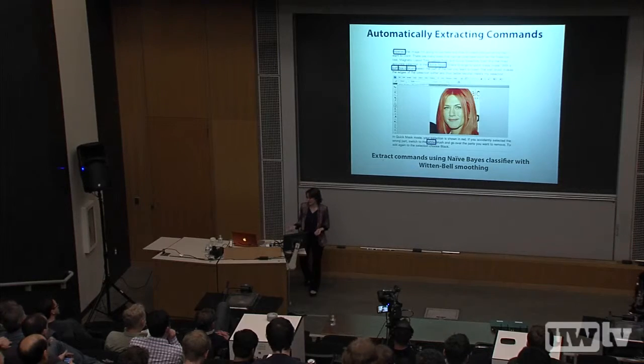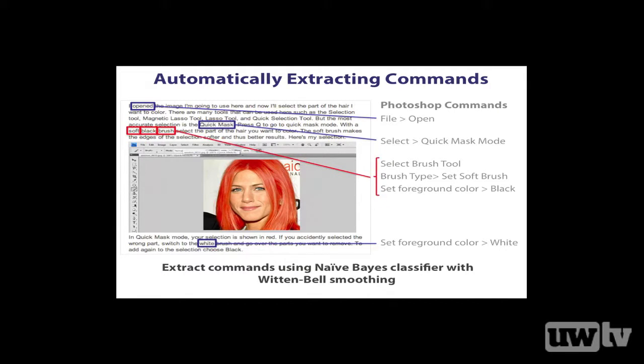So in our work, we use a text analysis approach to automatically identify the commands within the tutorial. And so more specifically, we use a naive Bayes classifier and Witten-Bell smoothing to obtain good results with a small and sparse set of training examples. And so once we identify the commands, we simply look up the equivalent Photoshop operations. And so here's an interesting example. The command soft flake brush in this tutorial actually encapsulates 3 different Photoshop operations. And so in this case, our algorithm automatically identified these 3 operations.